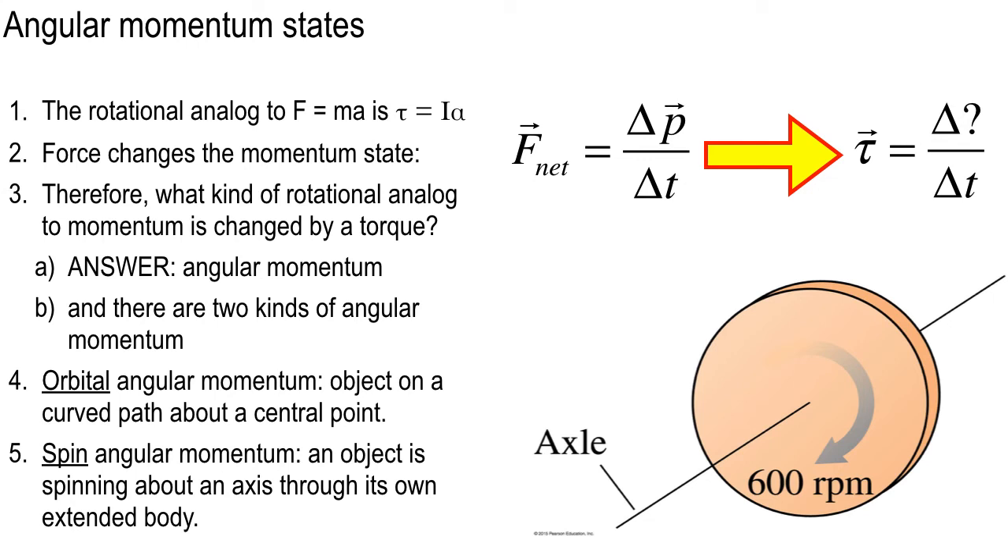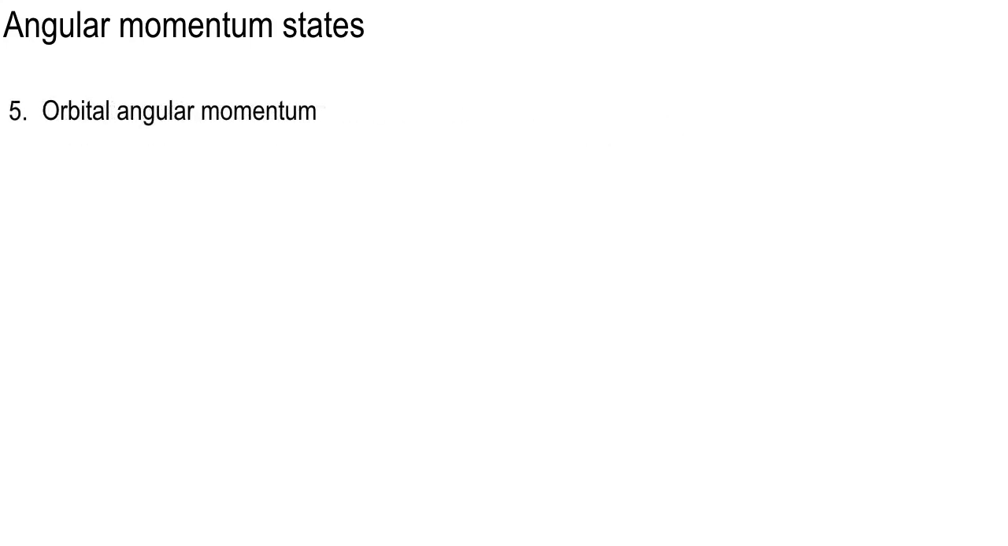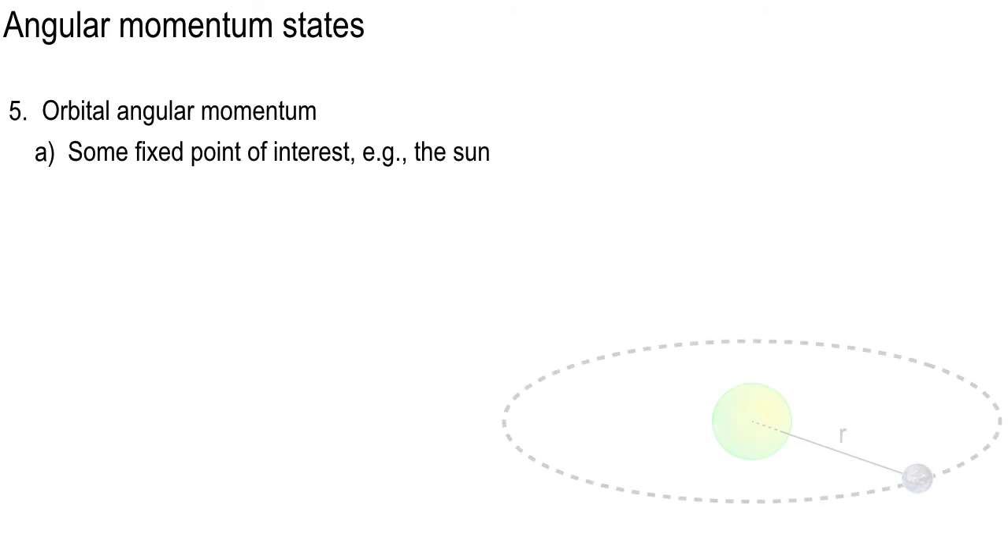Now, in Chapter 5, there's a discussion of how to locate the center of mass for an object. What we do visually in Chapter 5 is what an engineer would do with a lot of measurements and a lot of calculus to figure out the position of the center of mass. So let's focus on orbital angular momentum states. As I said, it's relative to some fixed point, for instance, the sun.